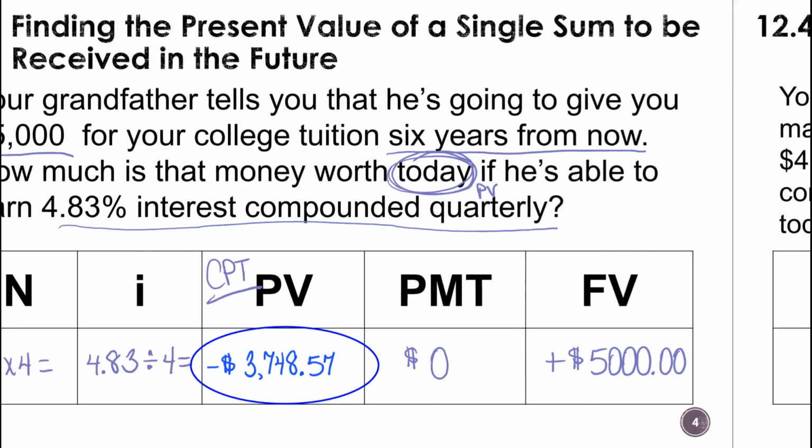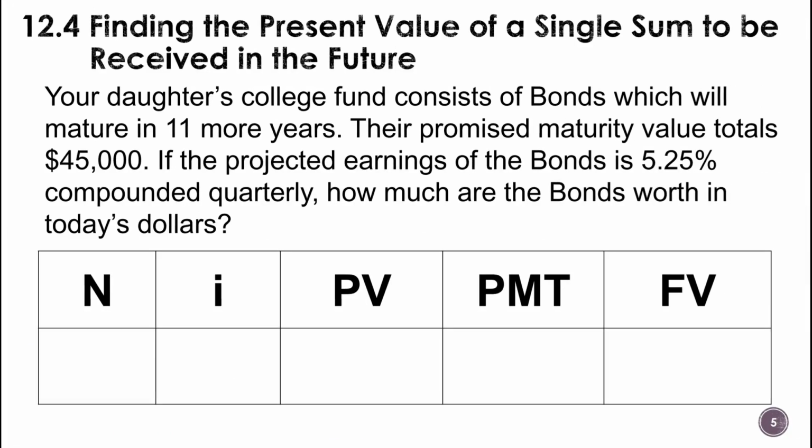Okay, let's look at the next one. Your daughter's college fund consists of bonds which will mature in 11 more years. Their promised maturity value totals $45,000. So we're going to have 11 years. Remember, maturity value is at the end of a loan, so that might help you realize that the $45,000 is going to be our future value. That's going to go in for future value.